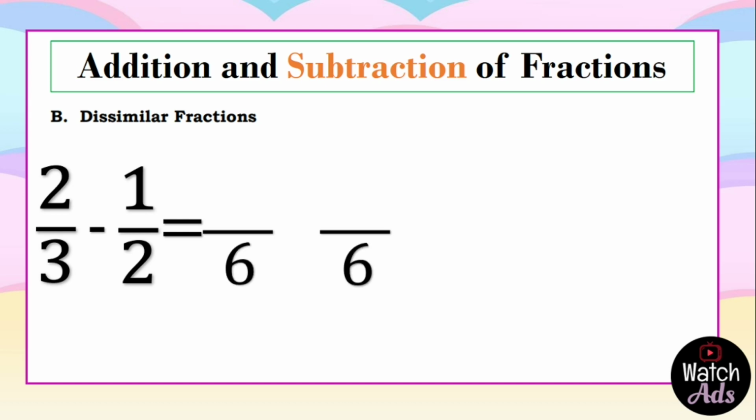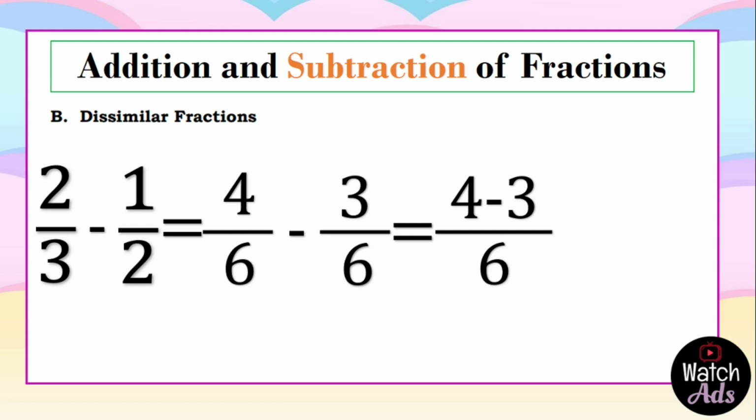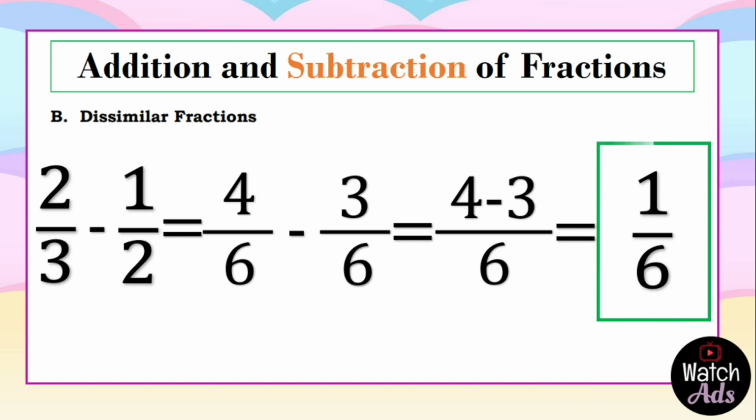We divide 6 by the denominator of the first fraction and multiply it by the numerator. We have 6 divided by 3 is equal to 2, multiplied by 2, it gives us 4. The process is subtraction. Then we divide 6 by 2, that is 3, multiplied by 1, that is also equal to 3. And now we proceed with the rules in the subtraction of similar fractions. We copy the common denominator, that is 6, and subtract the numerators, 4 less 3, giving us the final answer, that is 1/6.